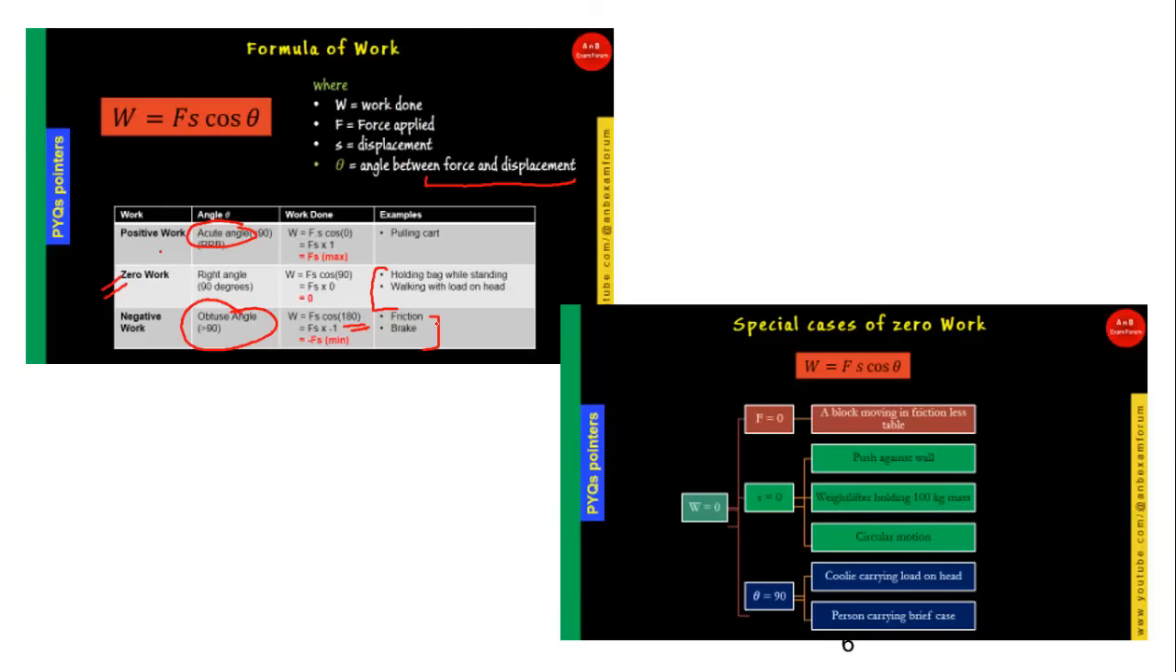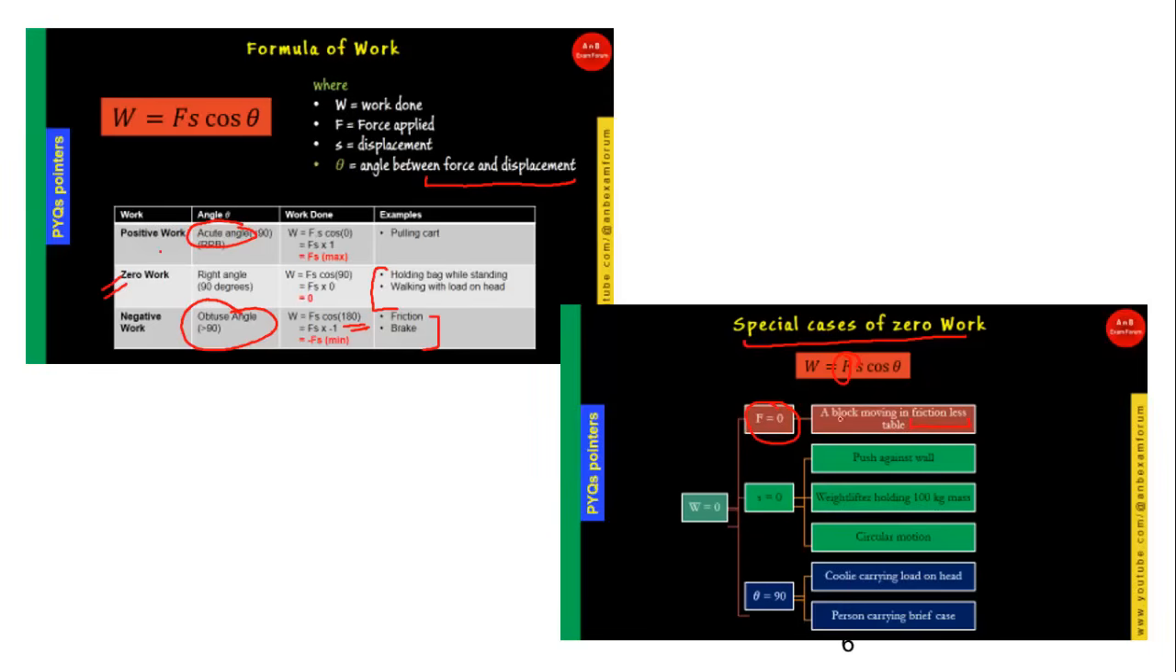And one more important pointer is the special cases of zero work. Generally in the exam, they can ask you the cases where work done is zero. So there are three conditions, if you see the formula. If force is zero, for example a block moving on a frictionless table, there is no force acting on the body but displacement is there. If it is frictionless, there is no friction, and the block is moving by its own, in that case the work done is said to be zero. But practically this case is not possible.